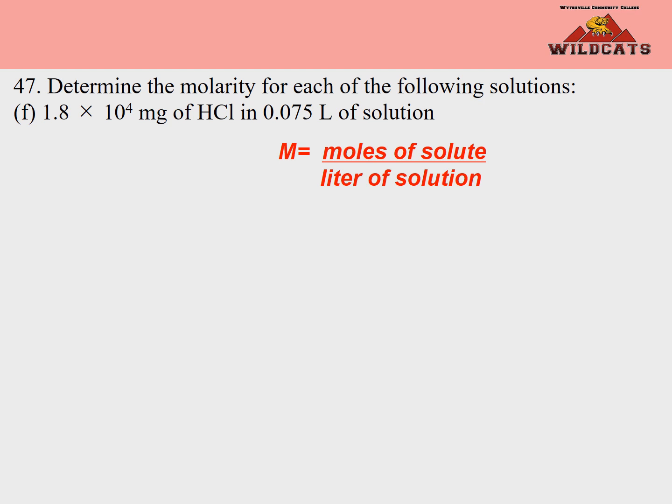We're going to find the molarity of this HCl solution. But if you'll notice, I'm given milligrams of HCl, which means I'm going to have to convert that milligrams or grams of HCl into moles. So let's add up the molar mass of HCl. I'm going to end up with 36.46.